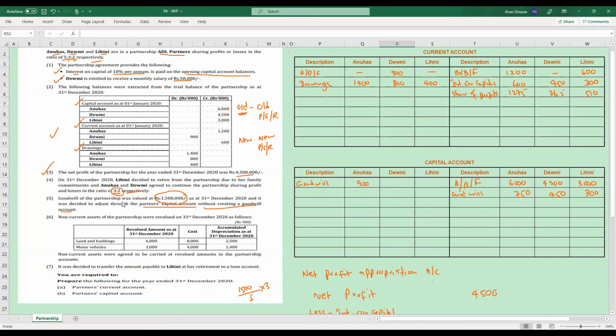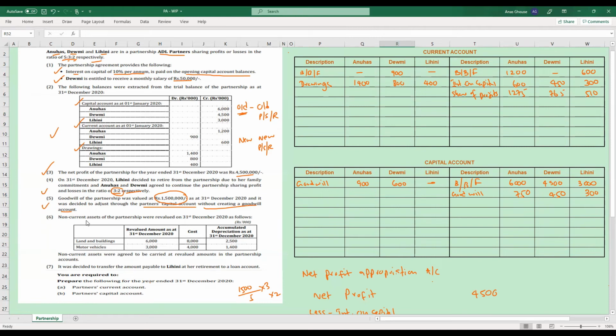Then Devmi, that will be 1,500 divided by 5 times 2. So that will be how much? 600. Okay, Lihini is the partner who is going to retire. So now we have recorded the goodwill adjustment as well.